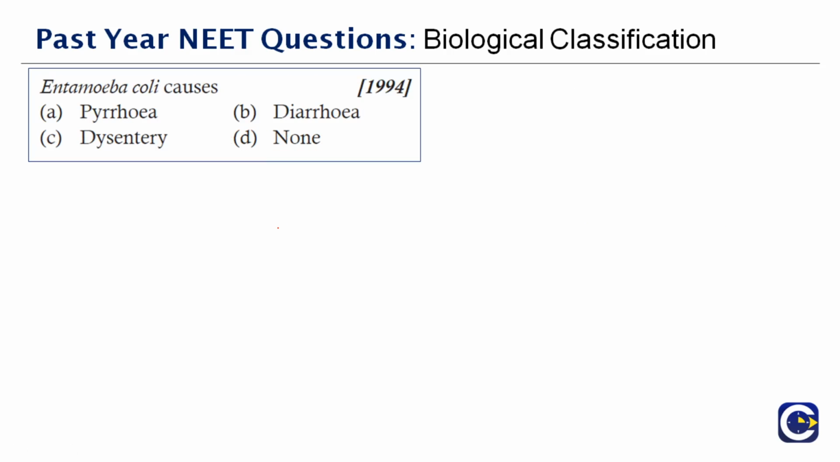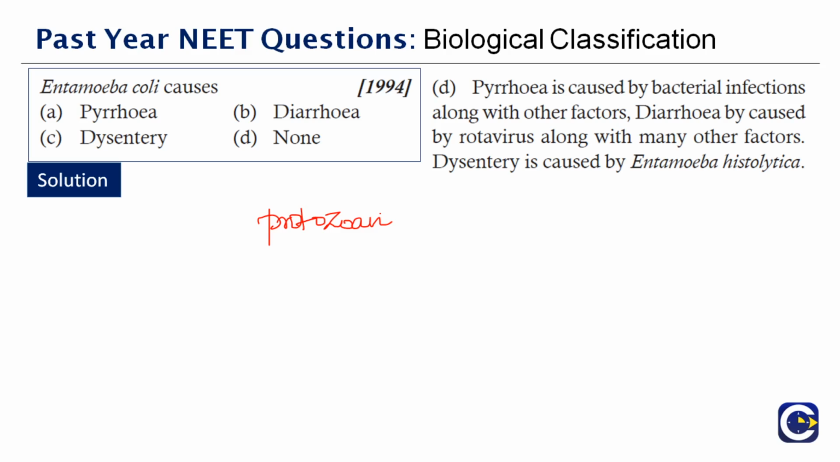Next question here, Entamoeba coli causes dash. This is again an easy question. Before that, Entamoeba coli is a protozoan. So what does Entamoeba coli cause? I'll discuss each option so that you will understand. Pyorrhea is caused by bacterial infections along with other factors, while diarrhea is caused by rotavirus, and dysentery is caused by Entamoeba histolytica. Here they have asked for Entamoeba coli. Of course, it causes some intestinal infections, but out of the 4 options given here, none matches the Entamoeba coli infection. Therefore, the correct answer is D, none.